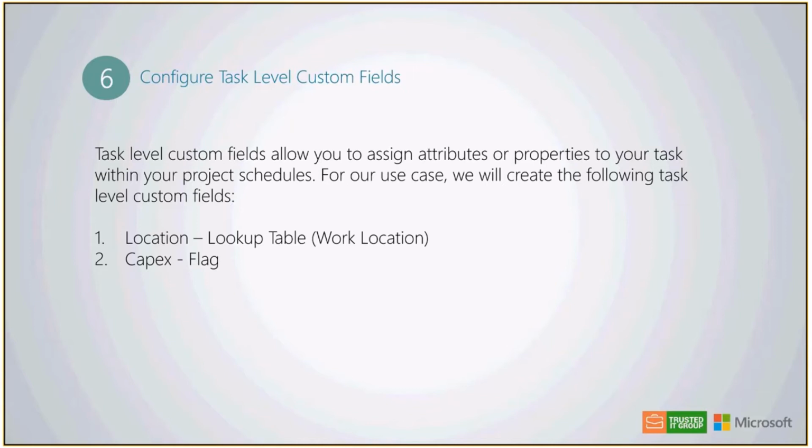So we need to include a location, which is going to be part of our lookup table. So we need to know which location this task is going to be done. And then we're going to need a CapEx flag so that we can just really simply check or uncheck this task if it's a CapEx project, if it's a CapEx tag or not.